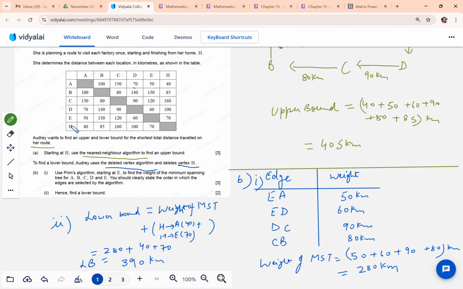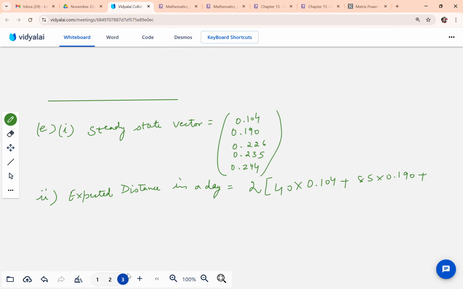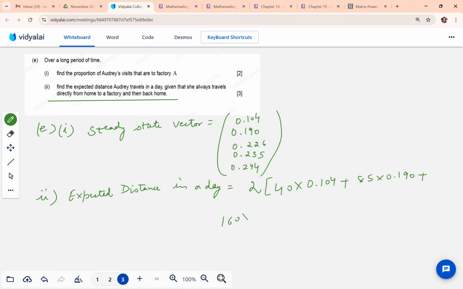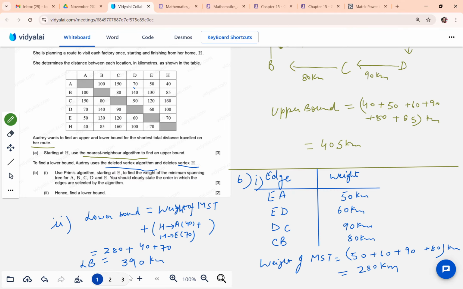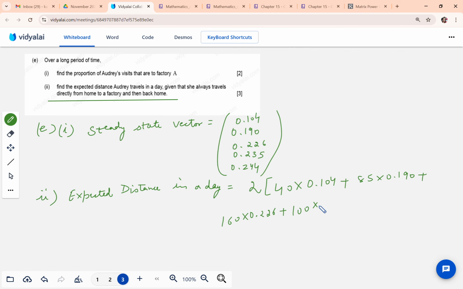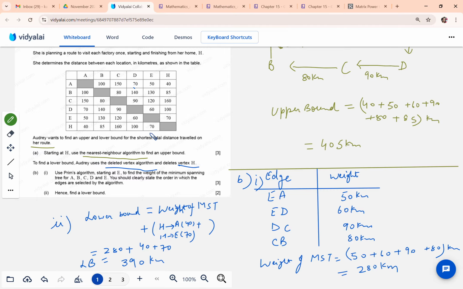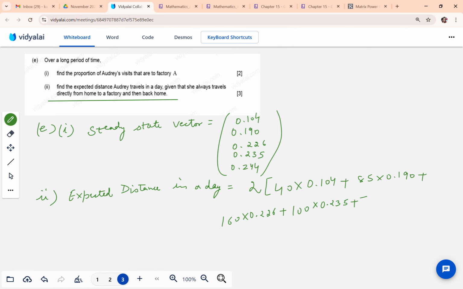Then for C, that is 160, so it becomes 160 into 0.226 plus, then the distance to D is 100 into 0.235 plus, then the distance from home to factory E is 70. So 70 into 0.244. When you calculate this, you will get 194 kilometers in 3 significant figures. So this is the expected distance that she will travel in a day.